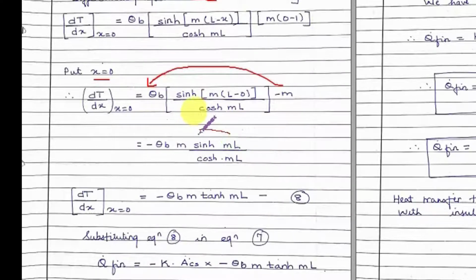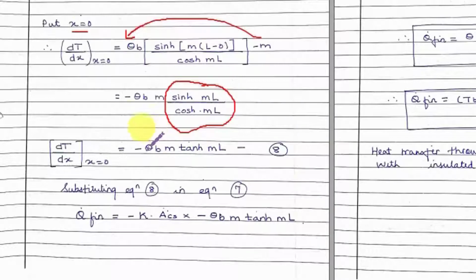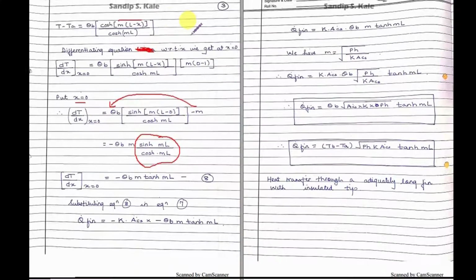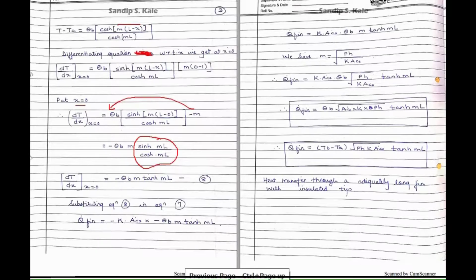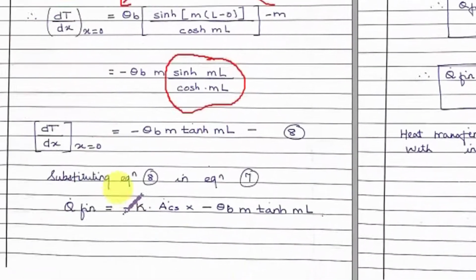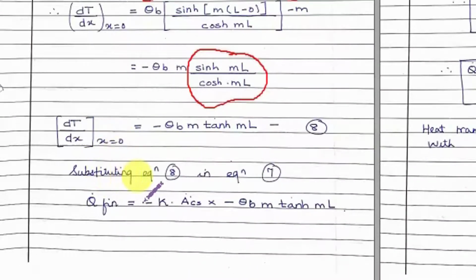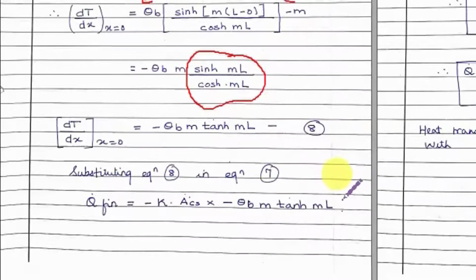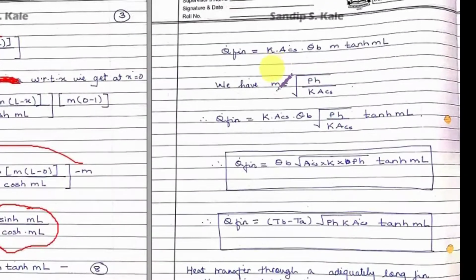Now sinh divided by cosh, all of you know, is nothing but tanh mL. So now substitute this value in equation number 7. This is the equation, all of you know: Q fin is equal to minus K A c dT by dx. So we have found out the value of dT by dx. We will substitute this value, that is Q fin is equal to minus K A c into minus theta b m tanh mL.